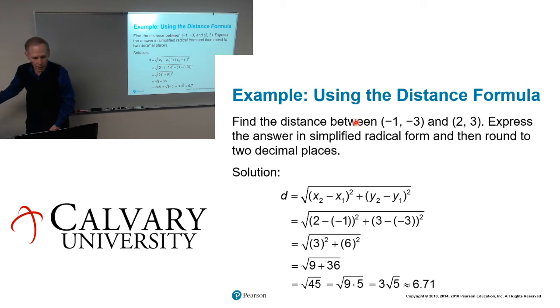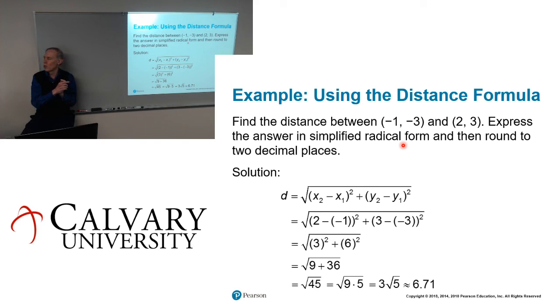All right, so for example, here's one. If you have these 2 points, -1, -3, and 2, 3, what is the answer in both simplified radical form and then rounded to 2 decimal places?